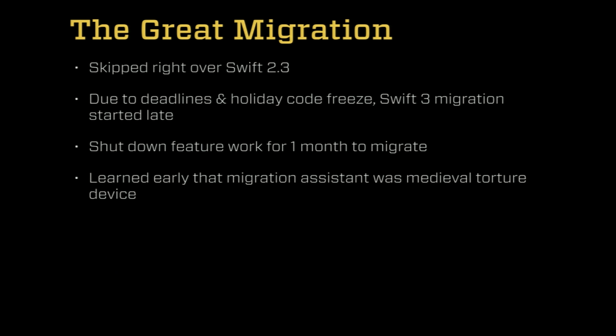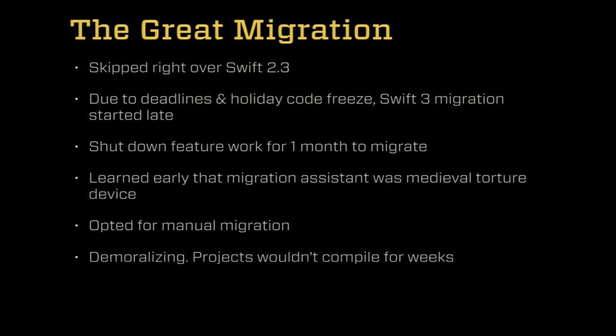The really demoralizing part about this is that meant that our applications wouldn't compile for weeks at a time. So imagine being an engineer working on an app or working on a shared library, and every time you hit run, there's another 173 errors. And then you get through all 173 of those, then you hit run again, and there's another 123.